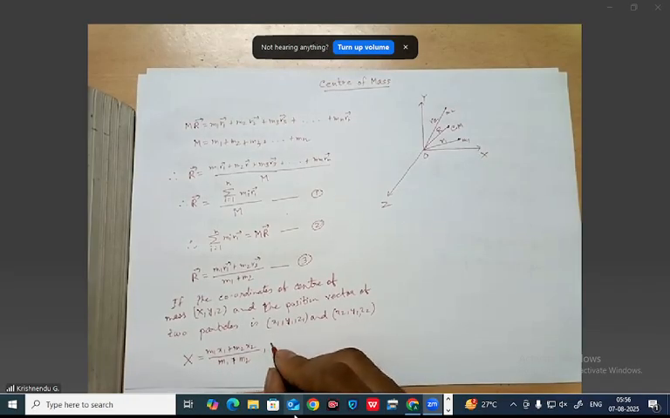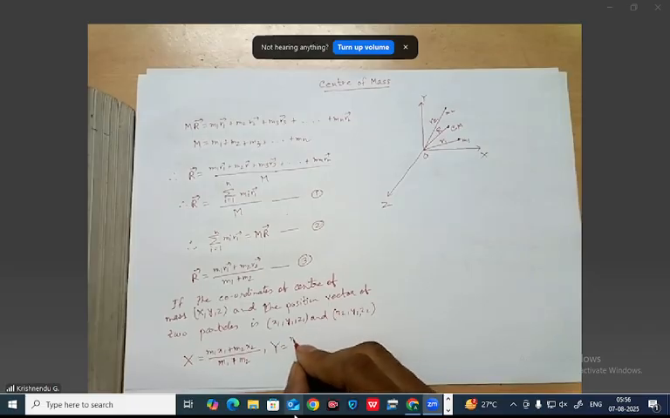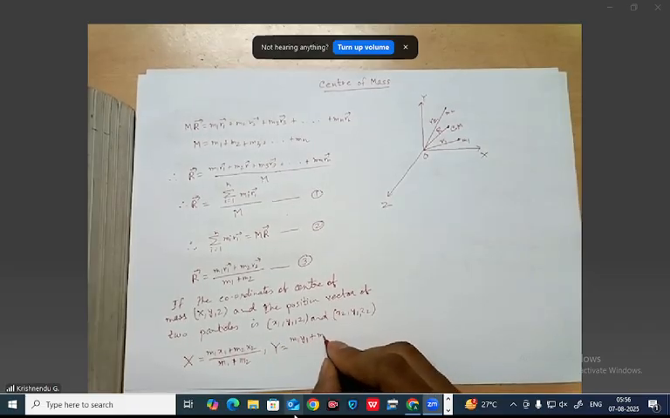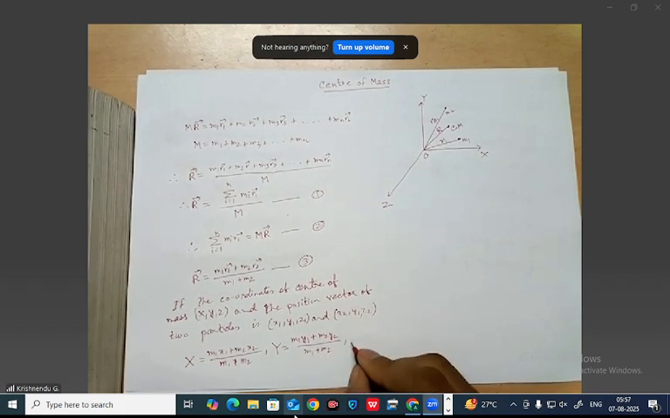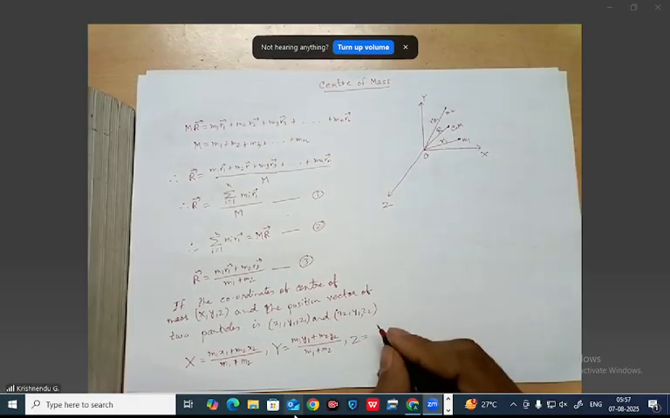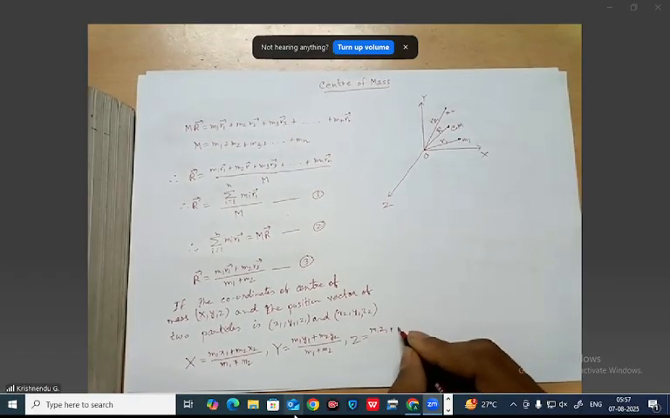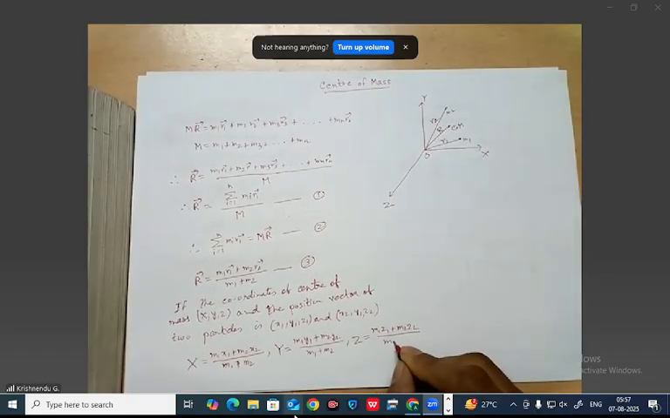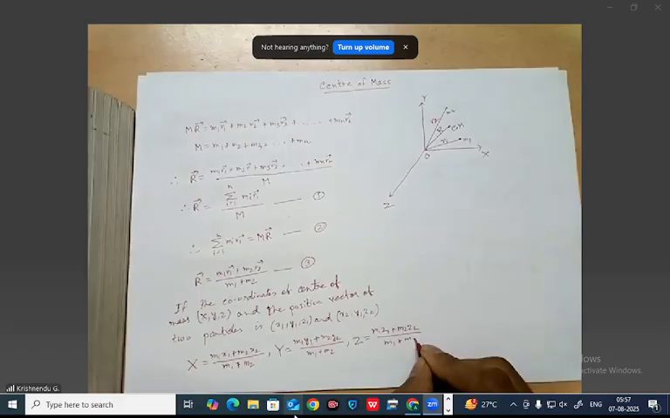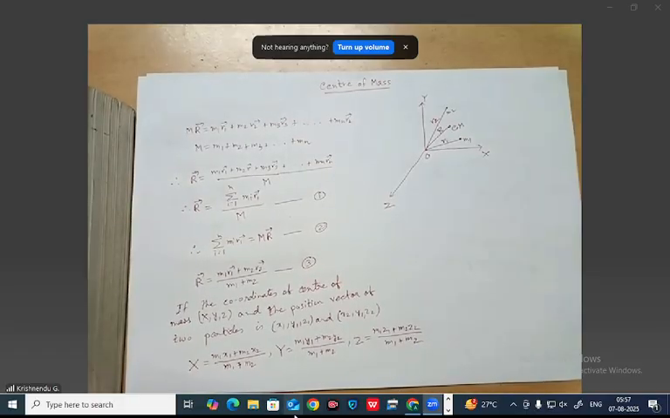And Y is equal to m1 y1 plus m2 y2 by m1 plus m2, and the third coordinate Z is equal to m1 z1 plus m2 z2 by m1 plus m2. These are the coordinates of the center of mass of these two particles.